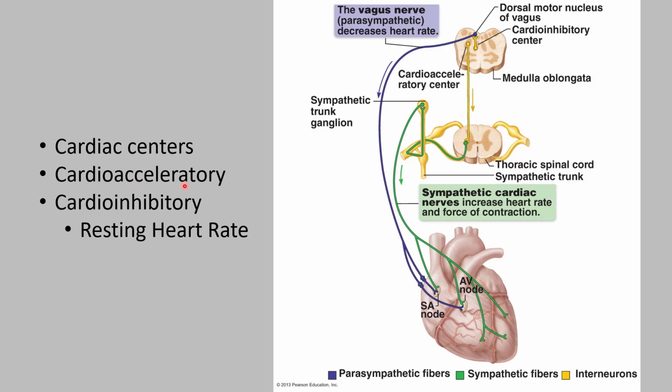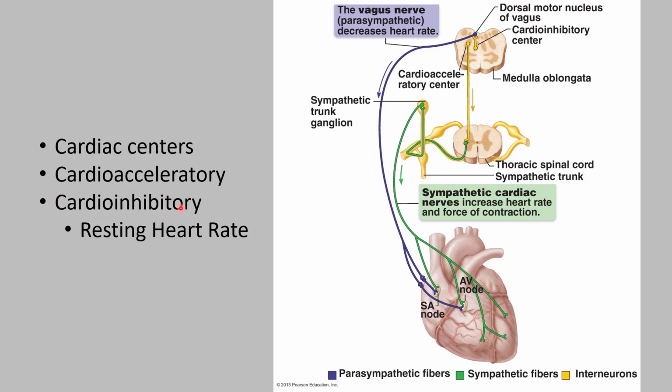The cardioacceleratory center does just what it sounds like. It accelerates the heart. It is from the sympathetic nervous system. So it's from the medulla, it travels down to the sympathetic ganglia that we saw next to the spinal cord, and then on to the heart. And what does the sympathetic nervous system do? It tells the SA node, hey, I know you beat 100 times a minute, but we need to beat even faster. So it takes it up to about 120, 130, or even higher.